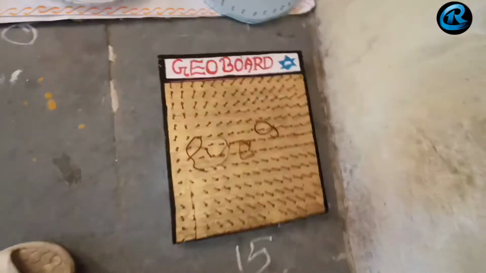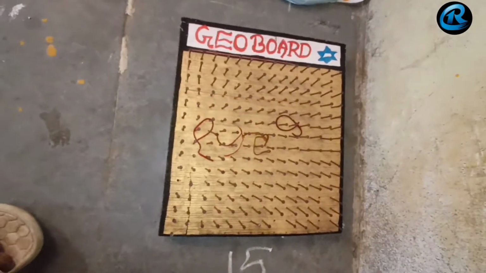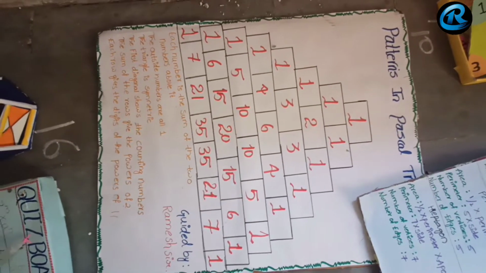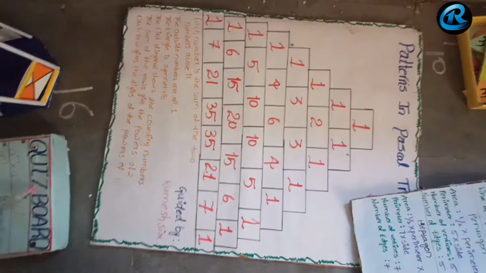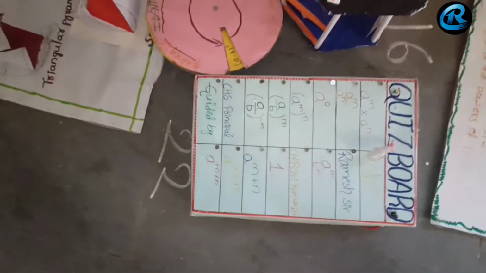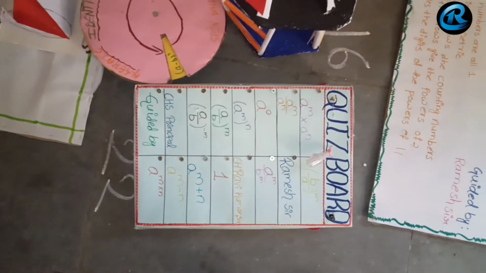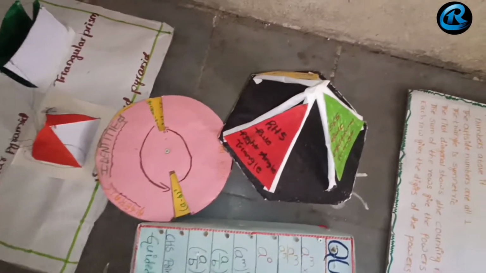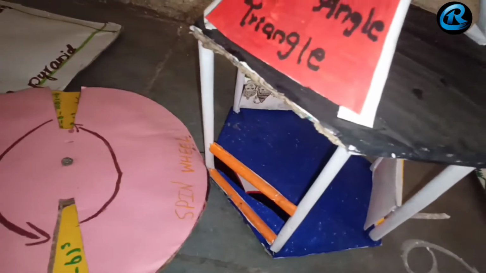And next we move on to the geoboard, where we can use this to find out the different types of geometrical shapes, and we can find out the areas. And here you can see a Pascal triangle. There are many properties involved in this Pascal triangle. And next a quiz board using algebraic identities and a similar triangles project, and an algebraic identity project also you can see there itself.